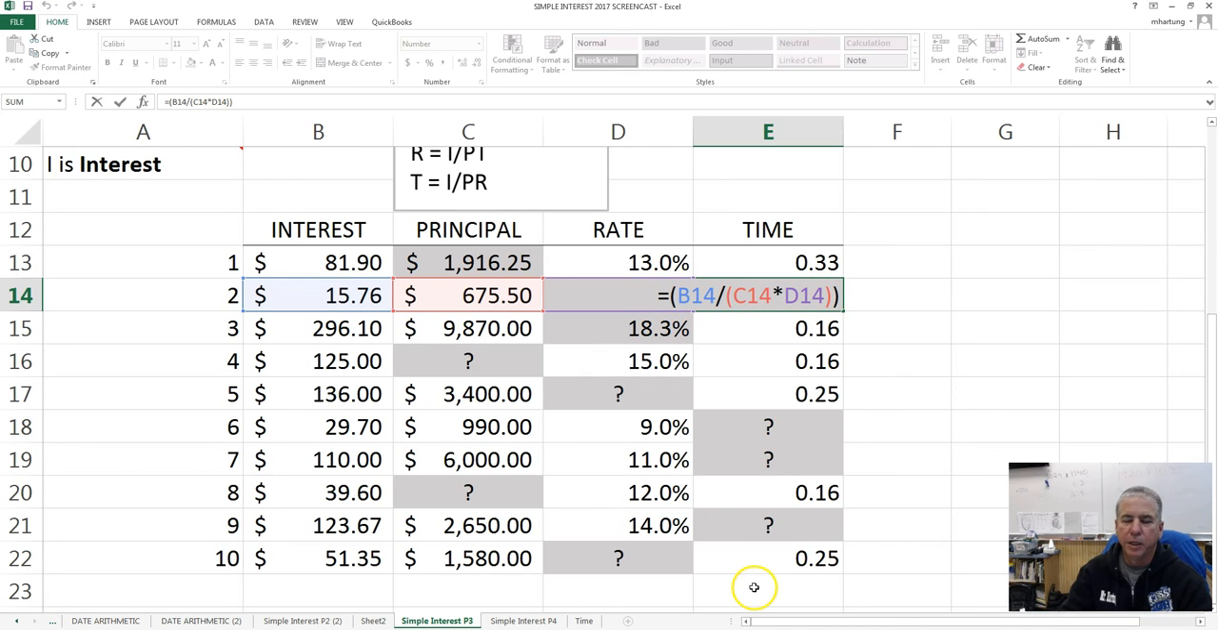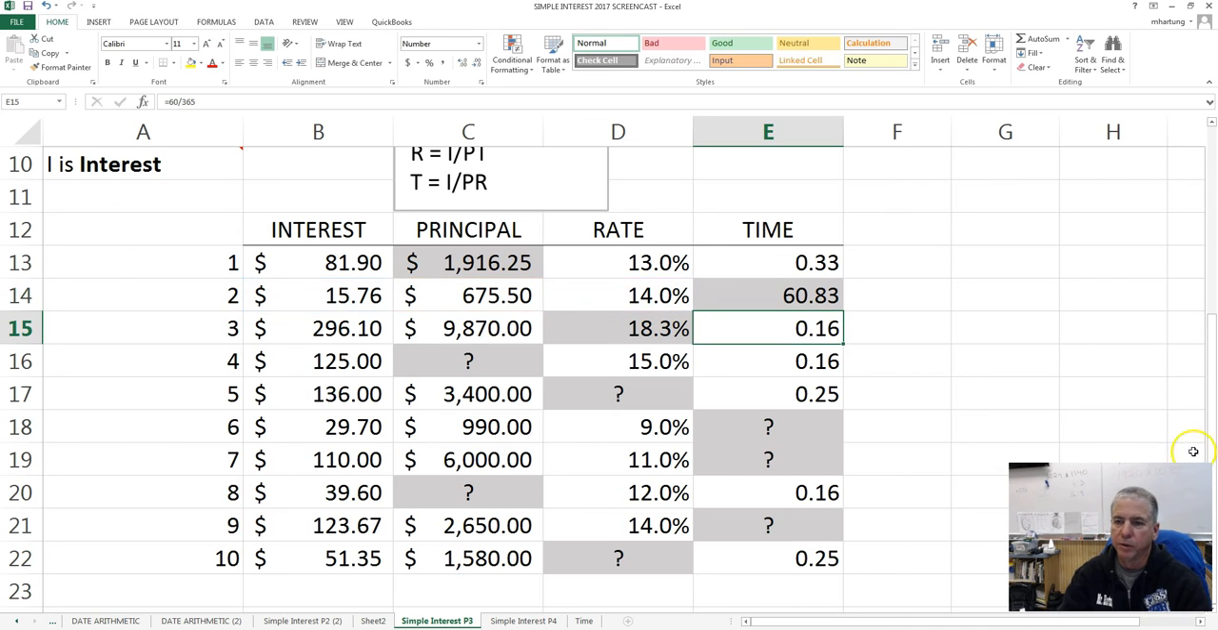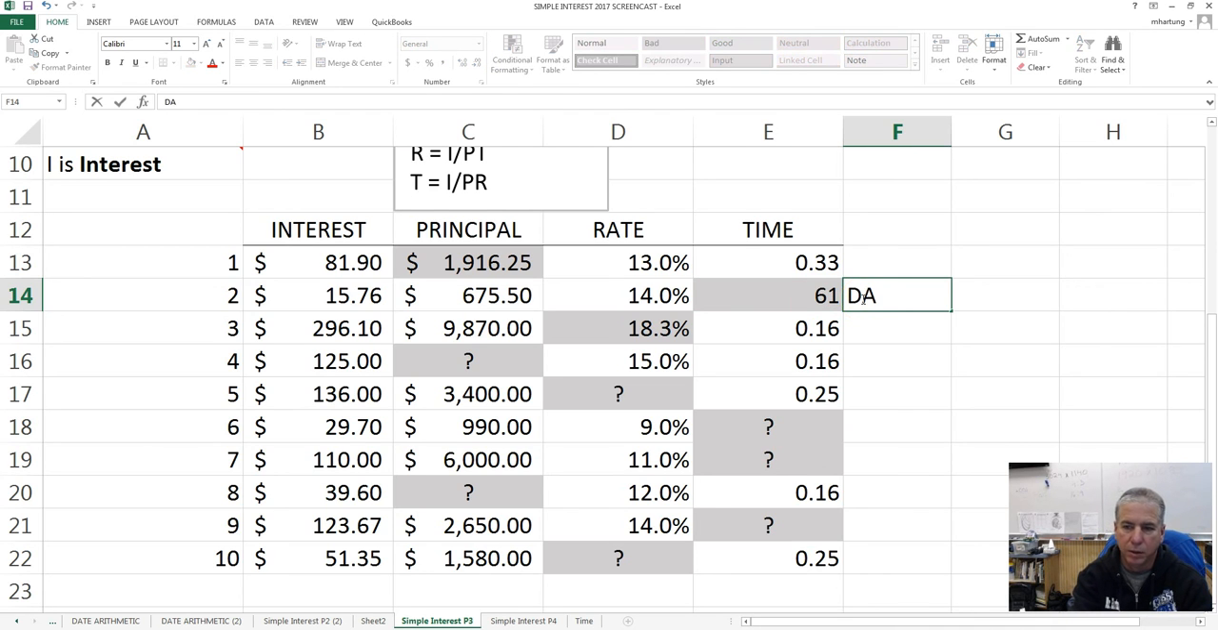And then we can come in and multiply that operation by 365 days. And that should tell us how many days there are in this particular problem for line 2. 60.83 days. And so what we could do then is round that up because we want to have a whole number of days. It's closer to 61 than it is to 60. So let's decrease those decimals, and there it is. 61 days. Right there. So that's how you do it when we're trying to calculate for time.